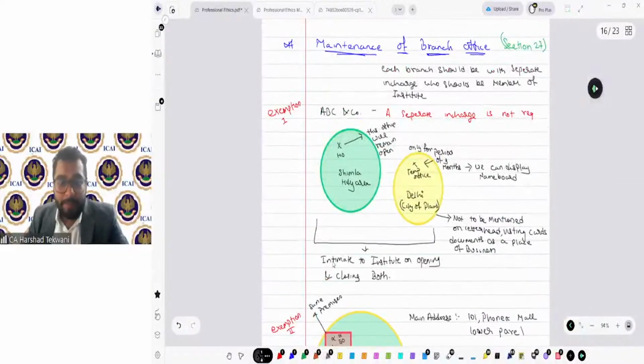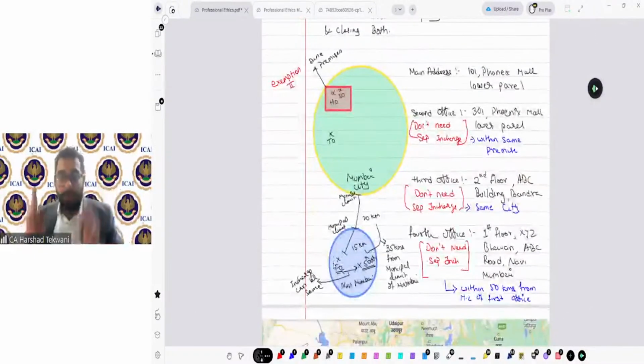I hope you are clear with the concept of exemption. I need to see it from the in charge point of view rather than from the head office point of view.